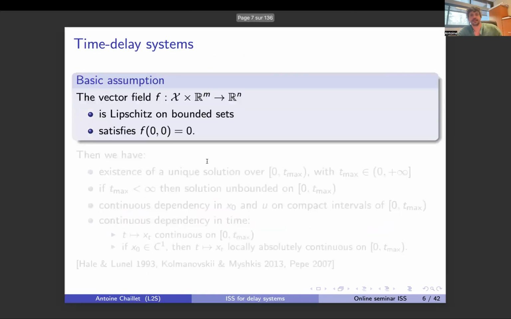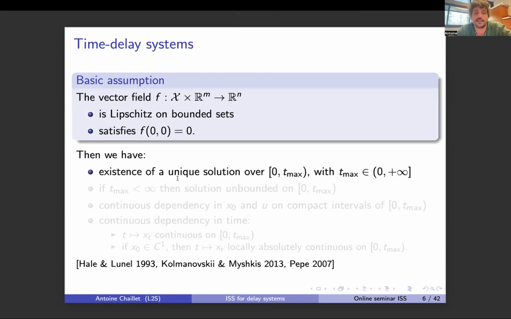Okay, so this is a time delay system, and the basic assumption I will make, and that is made in most works in this field, is that the vector field f is Lipschitz on bounded sets. So for whatever bounded set of X times R^m, you assume that f has a Lipschitz constant, and also that it has an equilibrium at the origin, meaning f(0,0) equals 0. Under this basic assumption, you have already some interesting properties for free.